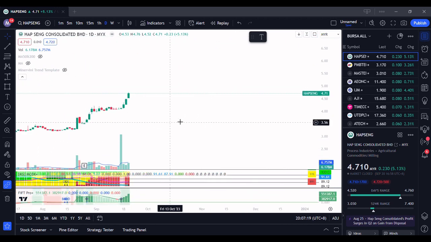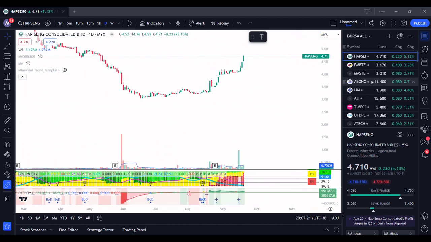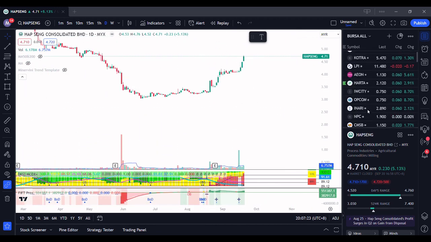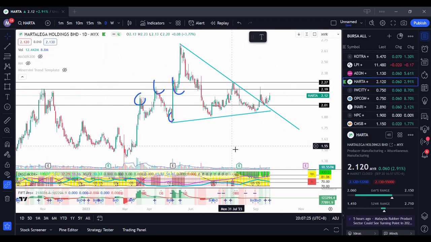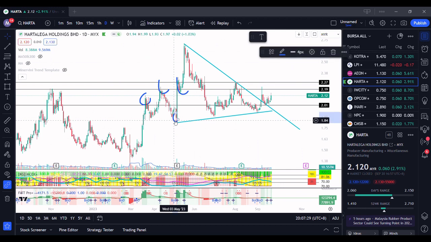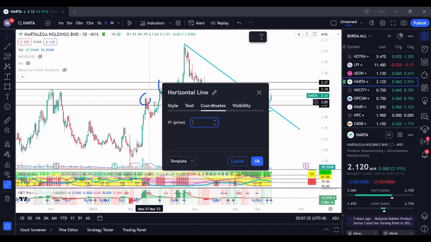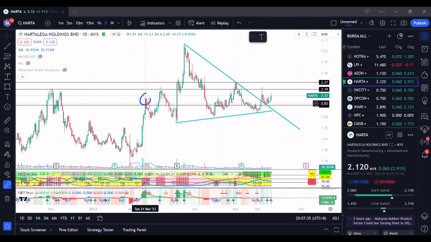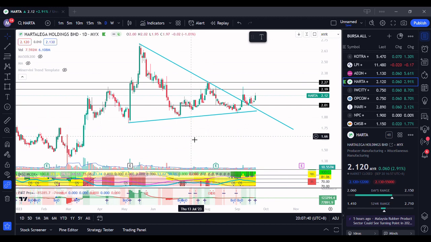Let's try and draw a trend line over here. No, I don't think you will get that also. I think this one can. If you have a look at Harta, I think this one is more suitable to draw a downtrend line, because I don't really think it's fully uptrend yet. I think it's kind of bottoming and attempting to go higher. There's still quite a lot of supply over here.